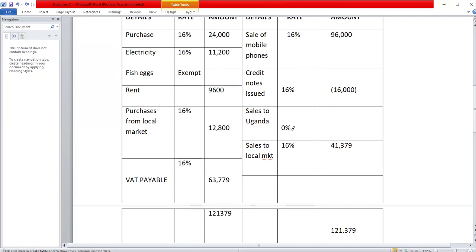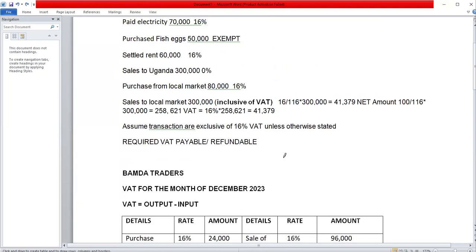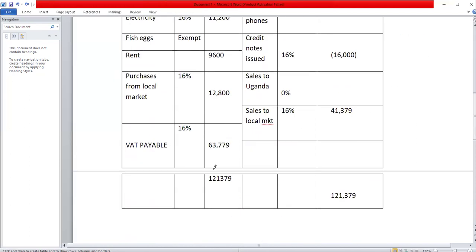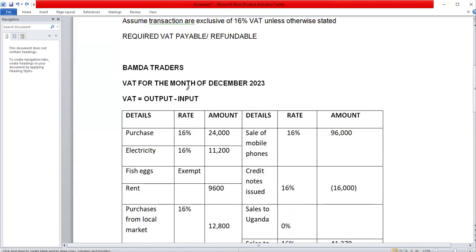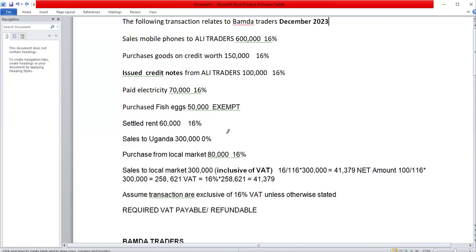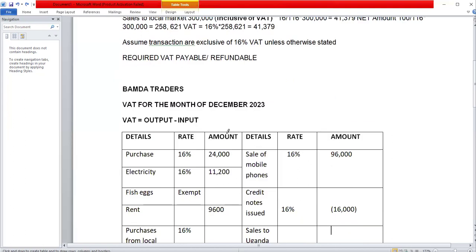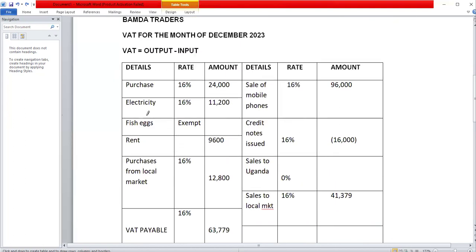Sales to Uganda is zero rated, so we don't have any amount here. Then the sales to the local market, the amount was 300,000. Remember, I've given you the two options of converting this: we convert to gross, then we take 16%, and we get 41,379. On the debit side, we have the purchases at 16%. The first purchase, the amount was 150,000, so 16% of 150,000 is 24,000.